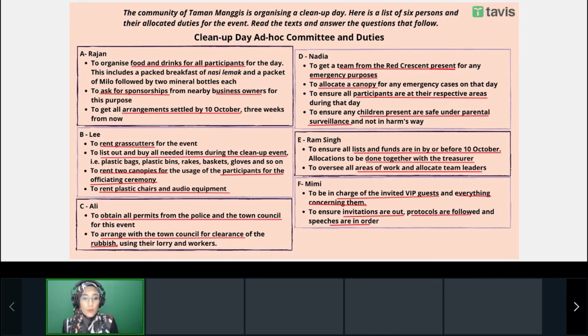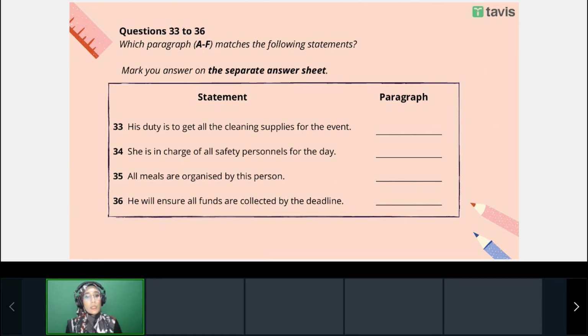Now let's move on to the questions. So now we know that they are doing this event and all the duties. Okay, let's move on to the questions again. So these are questions 33 to 36. Okay, so we now have these questions here.